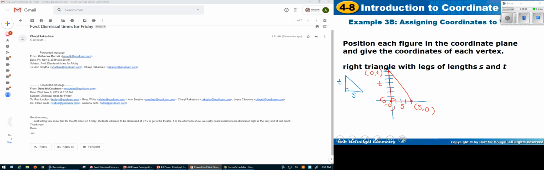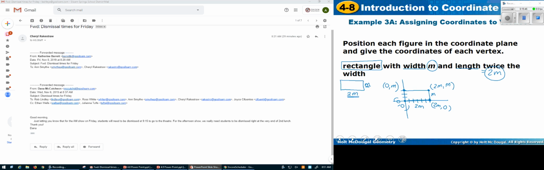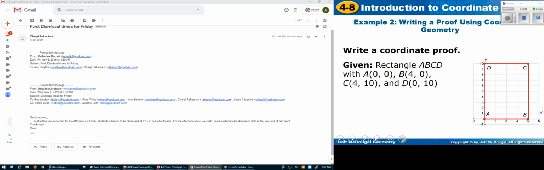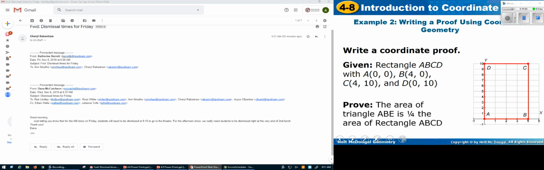Okay. So what I want to do now is go back. I'm going to skip some of the examples in here because that's really all there is to this, is can you place it on the coordinate plane, put the coordinates on there. But I want to go back and I want us to look at a proof that I did not put in your notes. So I want you to take a minute.